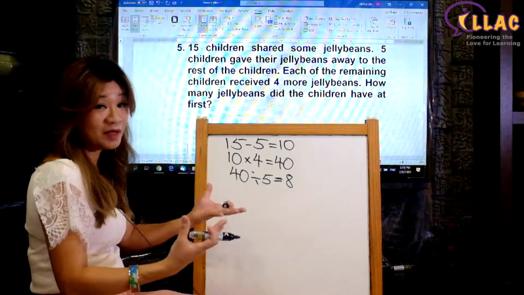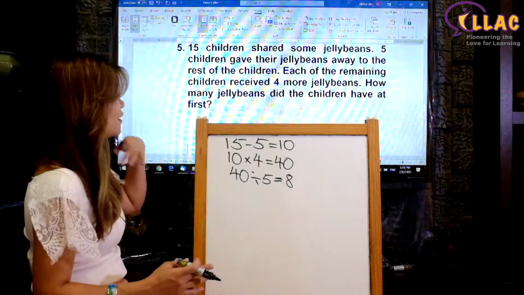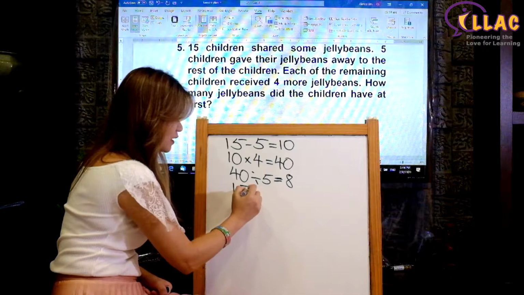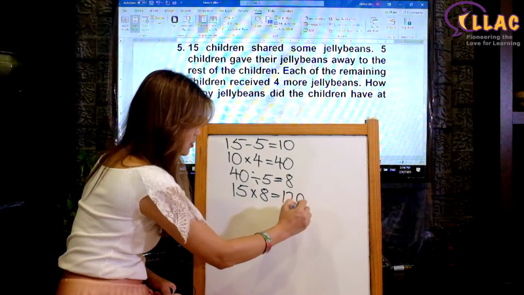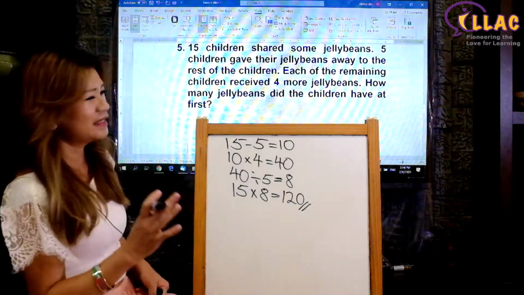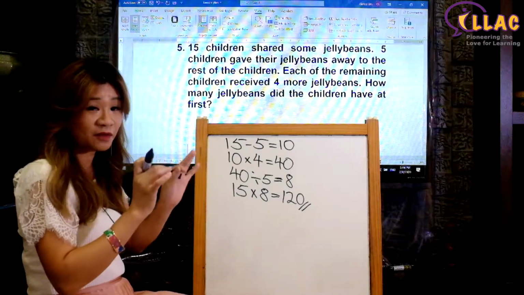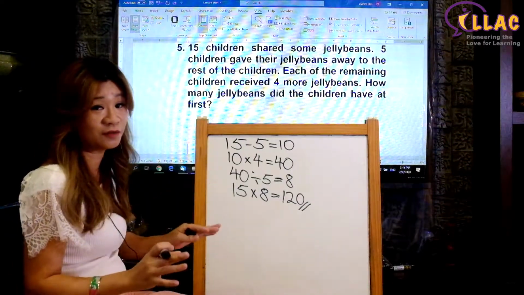That is the first number that they had, each of them. How many jelly beans did the children have at first? How many children were there? There is 15 children and each of them had 8. Therefore, the answer is 120. This question seems long, it seems complicated, but if you separate them out into sentence by sentence, it is actually rather easy to solve. Okay?